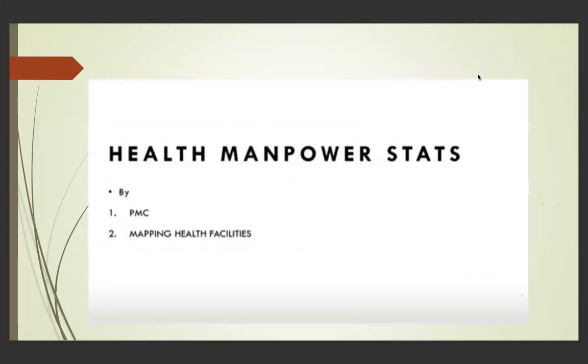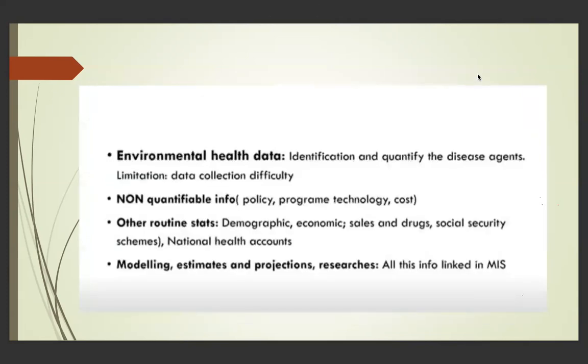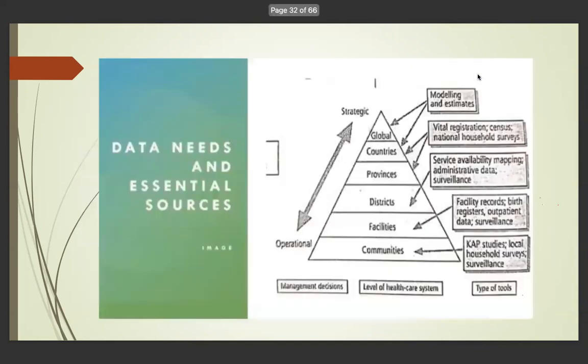Health manpower statistics is by PMC, and number two is the mapping of health facilities. Environmental health data helps identify and quantify the disease agents. A limitation is data collection difficulty. Non-quantifiable information is policy, program, technology, and cost. Other routine statistics include demographic, economic, sales and drugs, social security schemes, and national health accounts. Modeling, estimates and projections, and researches. All this information is linked in the management information system.